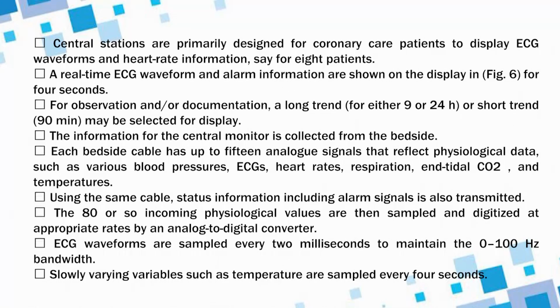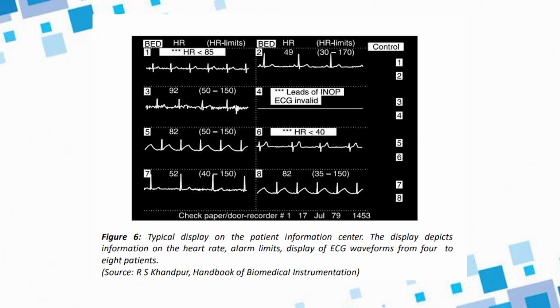ECG waveforms are sampled every 2 milliseconds to maintain the 0 to 100 Hz bandwidth. Slowly varying variables such as temperatures are sampled every 4 seconds. Figure 6 shows a typical display on the patient information center at a central station. The display depicts information on the heart rate, alarm limits, and ECG waveforms from 4 to 8 patients.